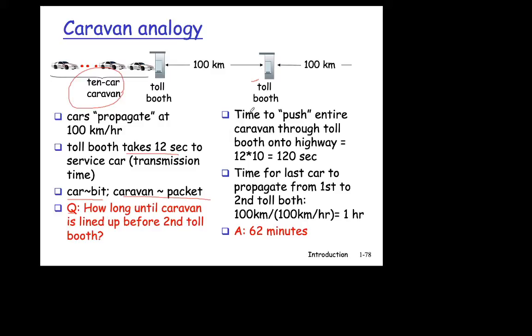All right. So transmission delay plus the propagation delay. So what is the transmission delay? We have 12 seconds serving per bit, and then there are 10 bits. So the time to push the entire caravan out of the toll booth is 2 minutes. And then the propagation delay is for the car to travel 100 kilometers. So 100 kilometers divided by the propagation speed. So we have 60 minutes here. And so altogether, 62 minutes before the entire caravan reaches the second toll booth. So you see, in this case, transmission speed very fast, propagation speed slow.